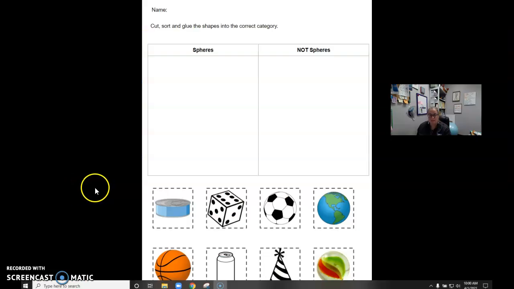Here's what you are going to do today. Today you are going to do the same thing we've been doing. So if you're at school, you're going to have this piece of paper. You're going to cut out these different shapes and you are going to put them in the right category. So if it's a sphere, it's going to go on this side. And if it's not a sphere, it's going to go on this side. If you're at home and you do not have this piece of paper, you are able to hold on to the objects by clicking it and then just dragging it to the right spot. So you're going to decide is it a sphere or is it not a sphere.